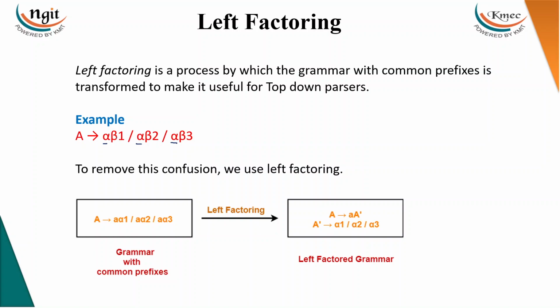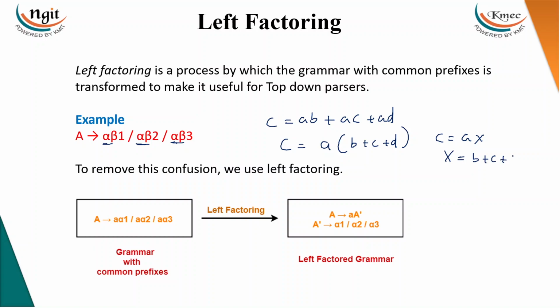Sorry, if any term occurs in more than one production from the left side, like alpha beta, alpha beta, alpha beta, common symbols in more than one production, then we can say that it needs left factoring. Like in mathematics, AB, AC, AD. What can you write? You can write A one time, then (B plus C plus D). Then you can write it as AX and X equivalent to B plus C plus D. That's what you have done, right?